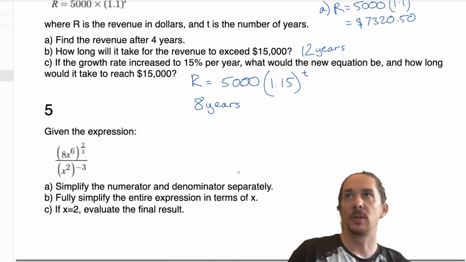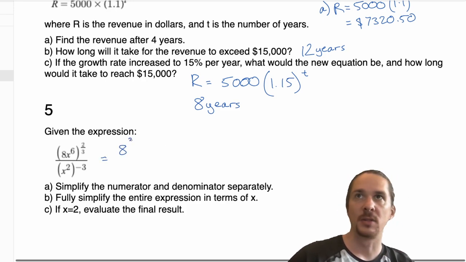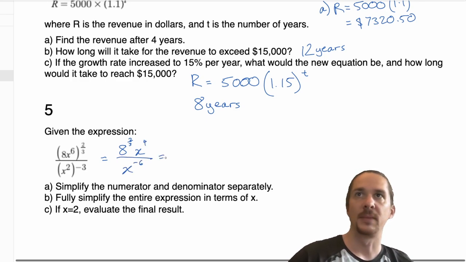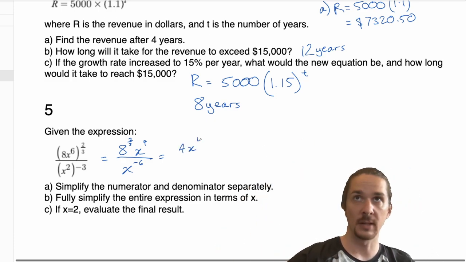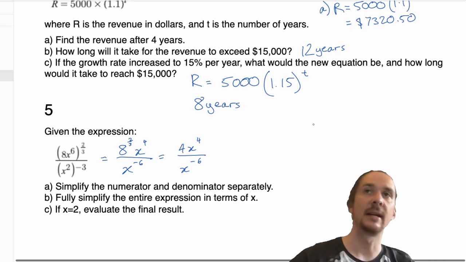Cool. Last one here. Given this monster of an expression, we're going to start by simplifying the numerator and denominator separately. So let's see, the numerator will be 8 to the 2/3 x. Now 6 times 2/3 is 4 over x to the negative 6. Now, that 8 to the 2/3, the cube root of 8 is 2, and then we square it to get 4. So our numerator, fully simplified, is 4x to the 4. And our denominator is already fully simplified, but we don't like it because it's got a negative power of x.